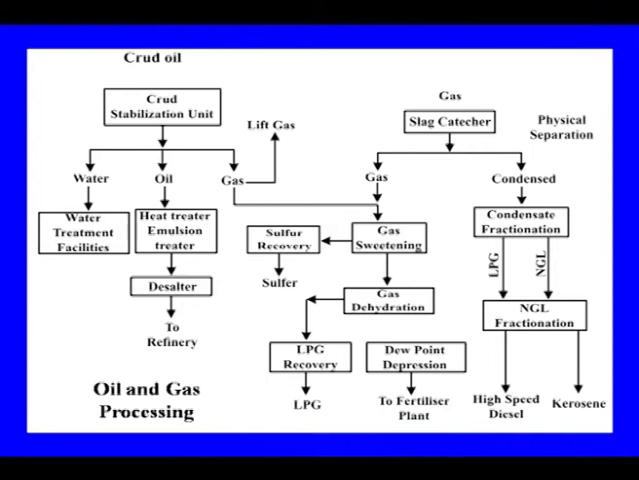Gas dehydration, these are all processes done by GAIL or ONGC at the site, mostly ONGC from the initial stage. Then LPG recovery from the natural gas, and then NGL fractionation, which I was telling you about, for getting some of the important products, because they contain heavier hydrocarbons.